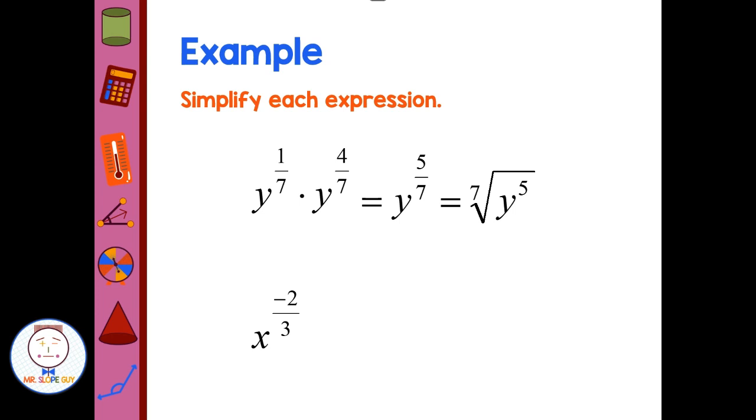The next one I have x to the negative 2/3. I have a negative exponent. I want to apply the law of negative exponents, drop that base and exponent to the denominator. Notice how our sign is now not negative 2/3, but it's positive 2/3. Then I can rewrite that as an equivalent radical as 1 over the cube root of x squared.